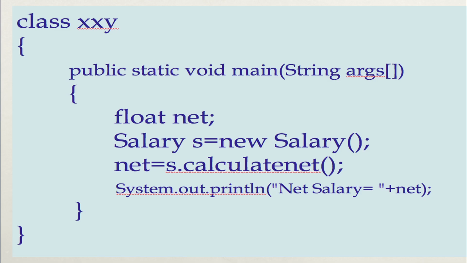When calculate net executes, it will return a value, and this value will be transferred to the net variable. We have defined here Salary s = Salary, meaning s is an object of the Salary class, and by this s object we are executing the calculate net function. It returns the value after calculating the net salary, and this is transferred to the net variable. Finally, we are printing through System.out.println the output of the net salary. So these are the three methods.